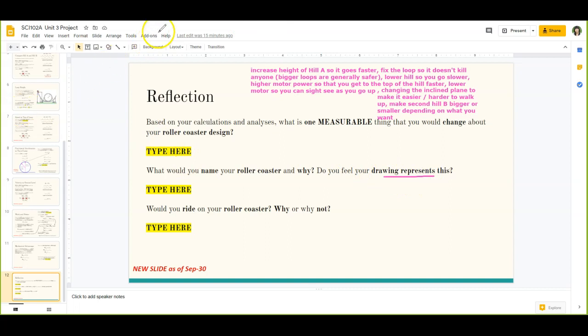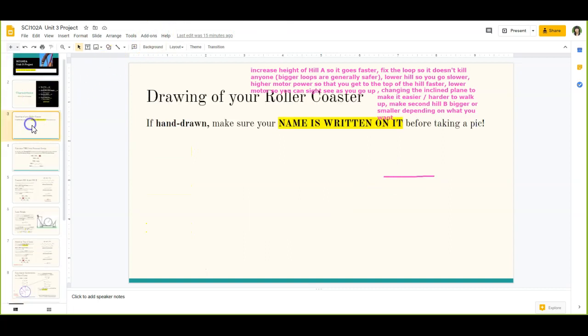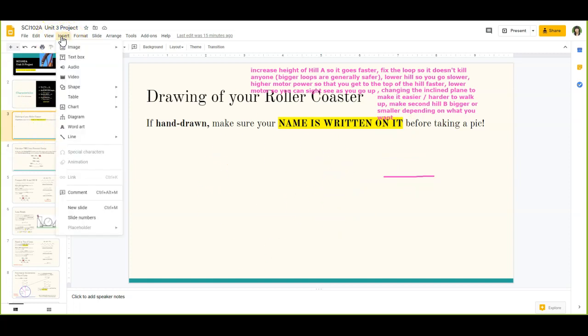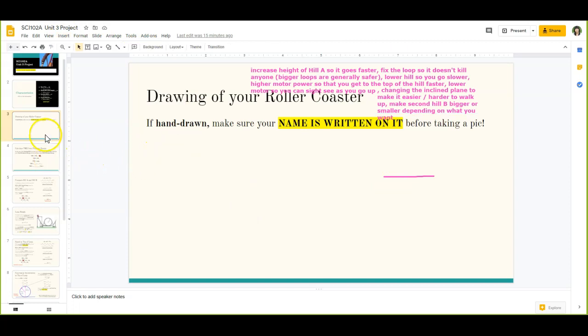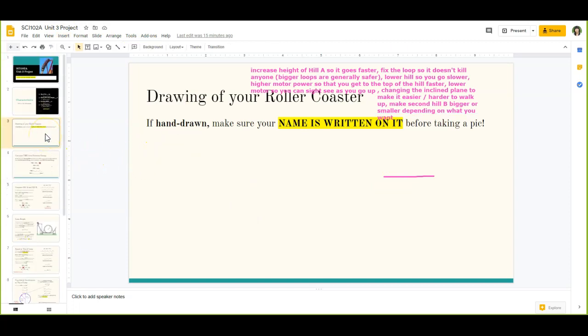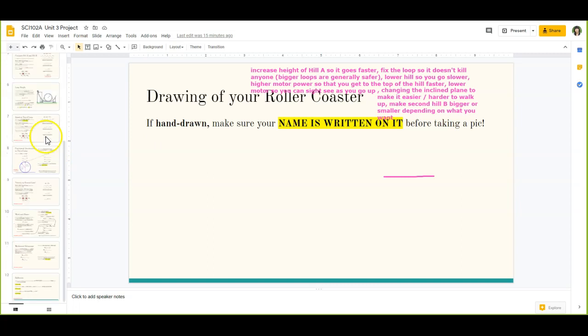Remember, I said very strongly that we would prefer a hand-drawn picture on slide number 3. If it's hand-drawn, make sure that you write your name on it before taking a picture so we know that it is your picture. And then remember to insert this. This was all reviewed in a previous video, but to insert it, go to Insert, Image, Upload from your computer. The easiest way to get it onto your computer, if you take it on your phone, is to email it to yourself or upload it to Dropbox, Google Drive, or any other cloud to get it to a computer.